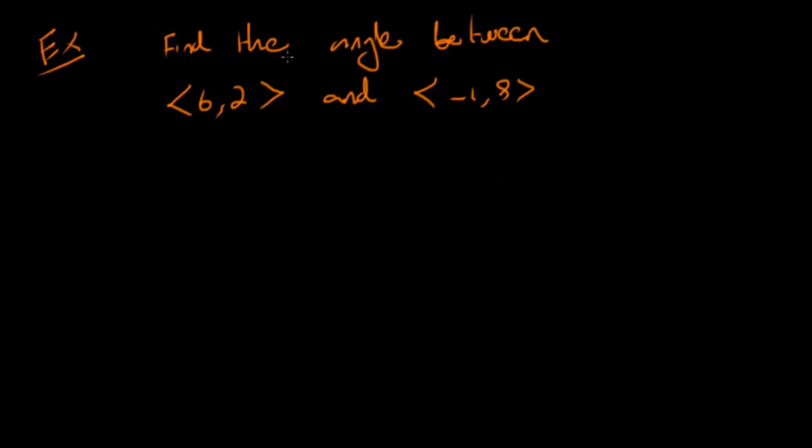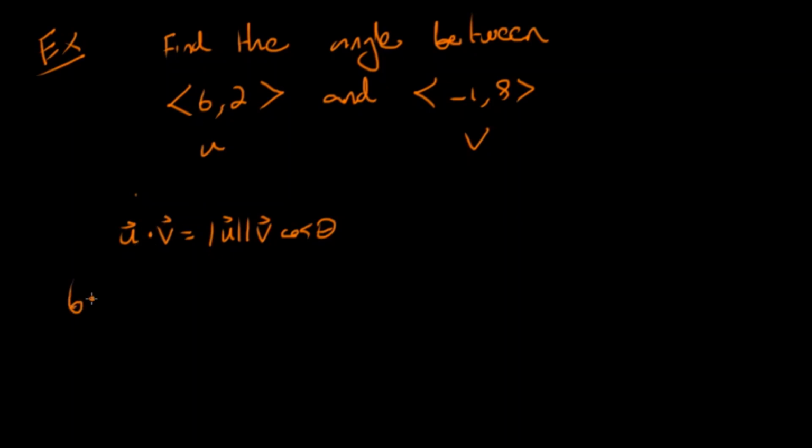I got an example for you here. Find the angle between 6, 2 and negative 1, 8. We can take advantage of the dot product here, right? Because, well, let's give these names. Let's call this U and this V, all right? U dot V is equal to the magnitude of U, magnitude of V, cosine theta. Well, what's U dot V?